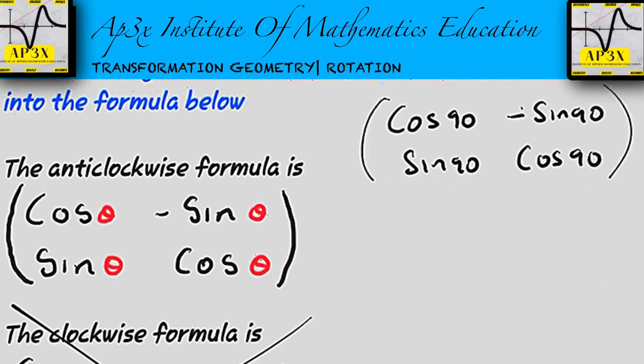By plugging that in and grabbing our calculator, you're going to find that the cosine of 90 is in fact 0. The sine of 90 is 1, but the negative is in front of the sine 90, so it becomes minus 1. Sine of 90 is 1, and the cosine of 90 is 0.